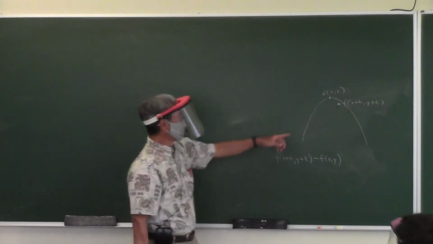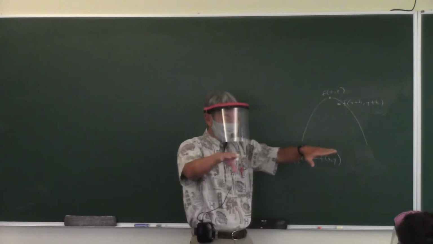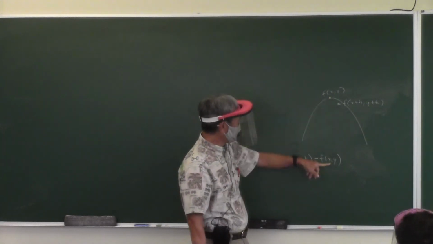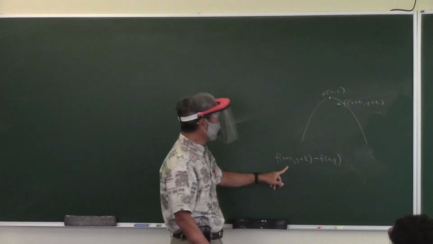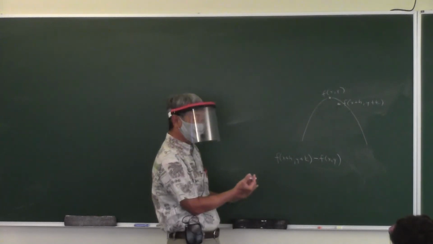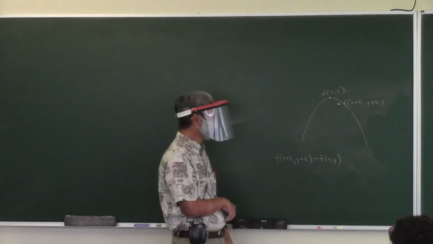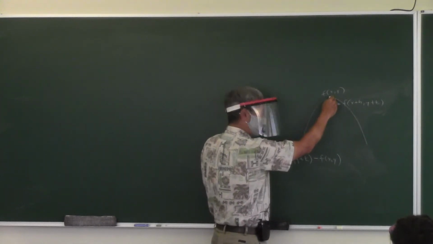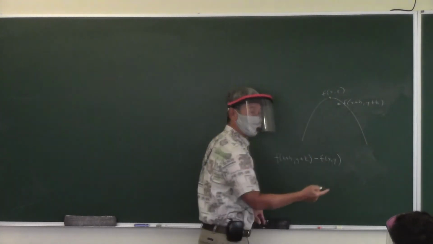No. If it were 0, then wouldn't they lie on the same plane like this? Look at the picture. This is the z coordinate of this. This is the z coordinate of that. If I subtract, are you going to get a positive or a negative number? Well, this one is lower than that one, right? So if you go this minus this, you're going to get a negative number.